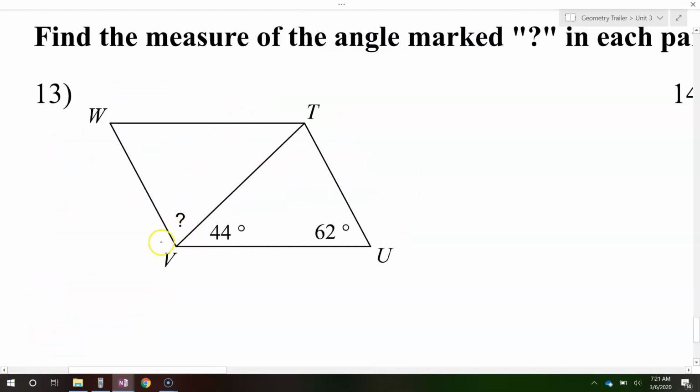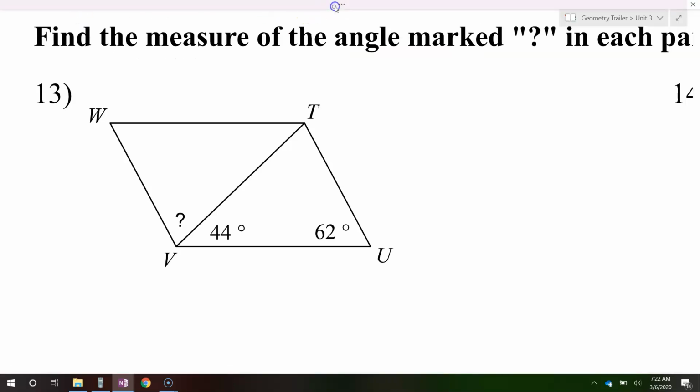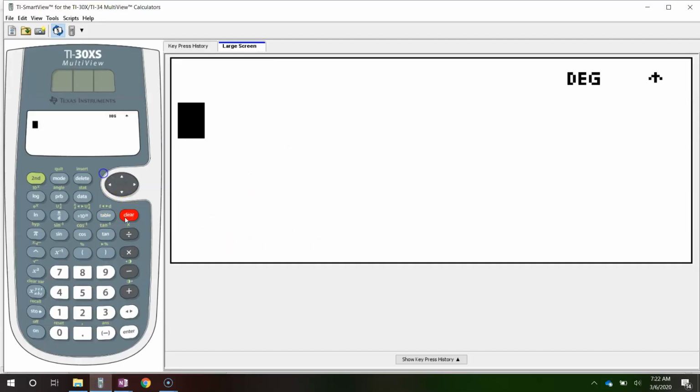So we need to find the measure of the question mark here. So let's see. Let's find everything we can, actually. So I'm noticing that in this triangle, on the right-hand side, we have 2 out of 3 angles given. So whenever we have that, we know that we should be able to find the missing angle, because all 3 angles have to add up to 180. So I should be able to subtract from 180.